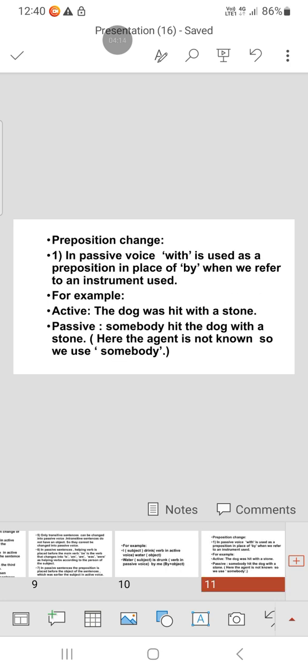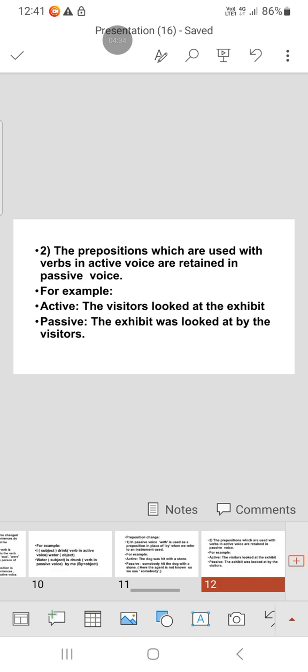Preposition change. In passive voice, with is used as a preposition in place of by when we refer to an instrument used. For example, active voice, somebody hit the dog with a stone. Passive, the dog was hit with a stone. Here the agent is not known, so we use somebody.